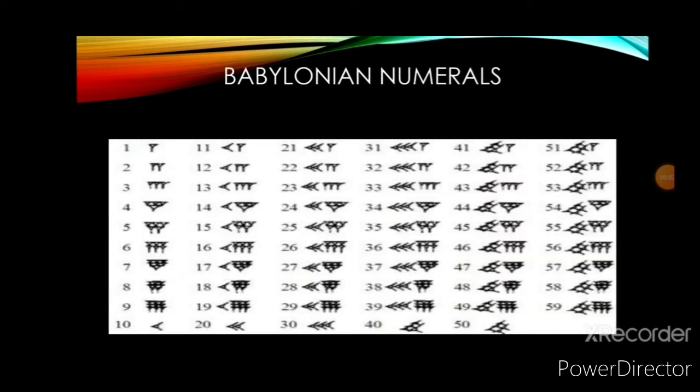Here is a picture of Babylonian numerals. As the Mesopotamian numeral system uses a place value system, their system was more advanced and convenient to use than the Egyptians'.